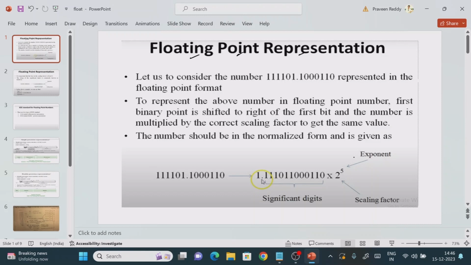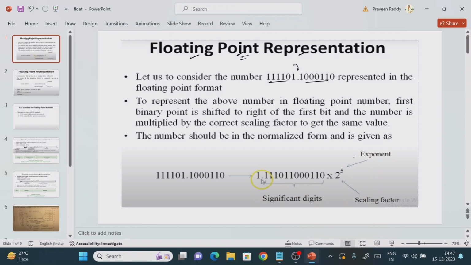Today we are going to learn about floating point representation, which is the first unit topic. For example, how to represent a given binary format in terms of floating point representation. Once that is completed, we will try to solve some problems and find the solution in terms of floating point representation.